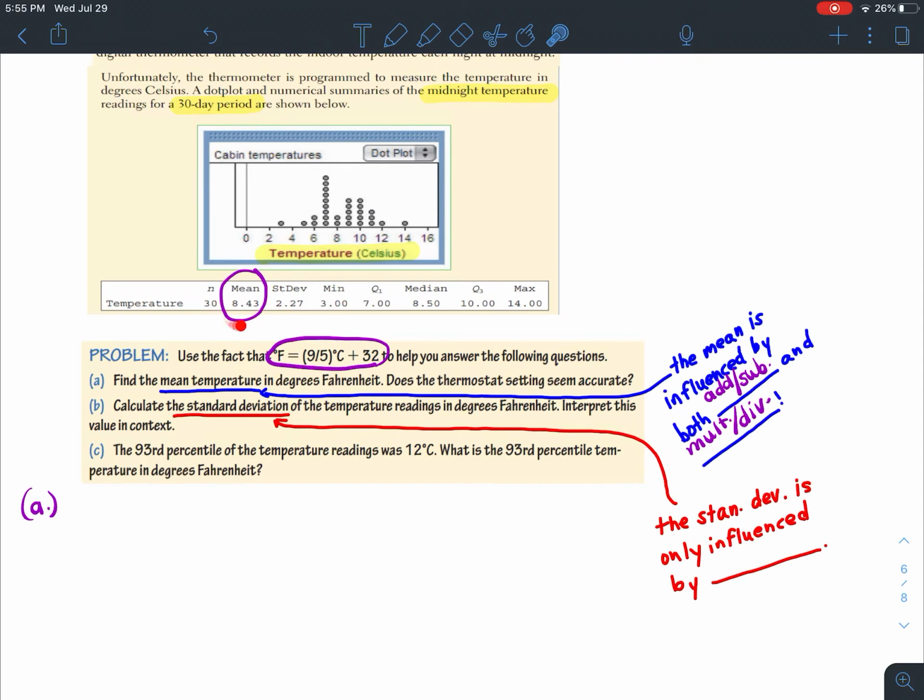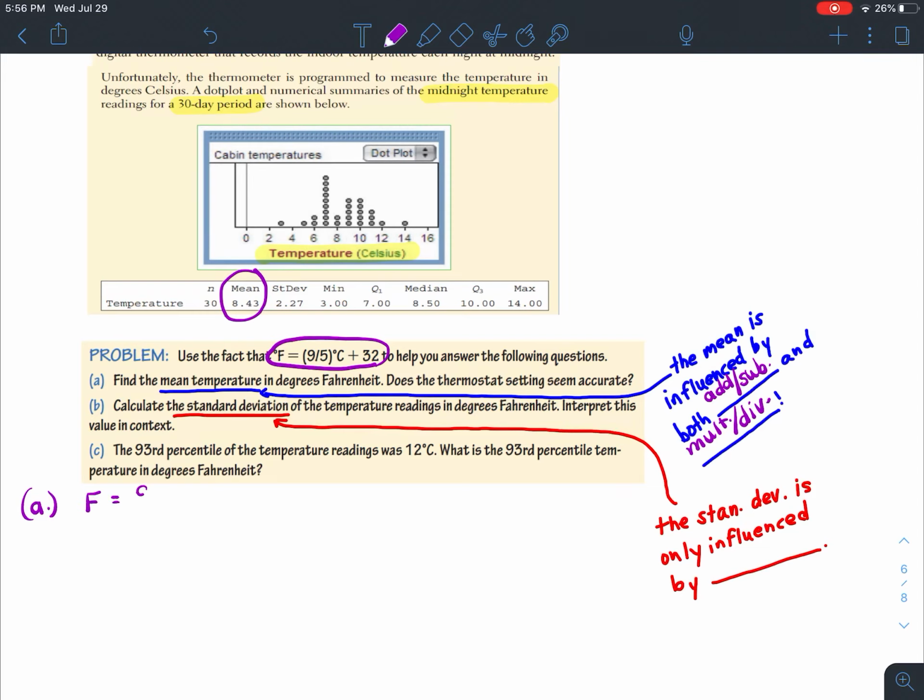Well, if the average Celsius temperature is 8.43, and I want to convert to degrees Fahrenheit, if I look at the math that's happening in the formula, I'm multiplying by 9/5. Well, the new mean Fahrenheit temperature would be influenced by the multiplication. And then I'm adding 32. Oh, measures of center, those are also influenced by addition.